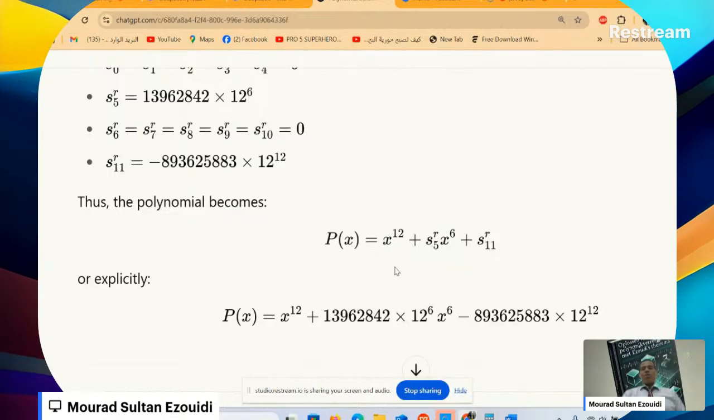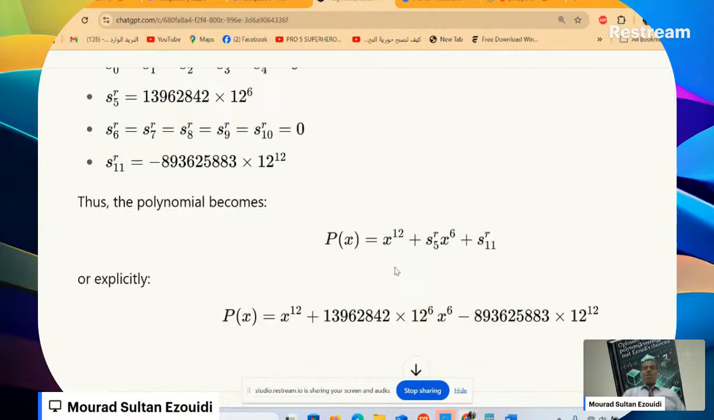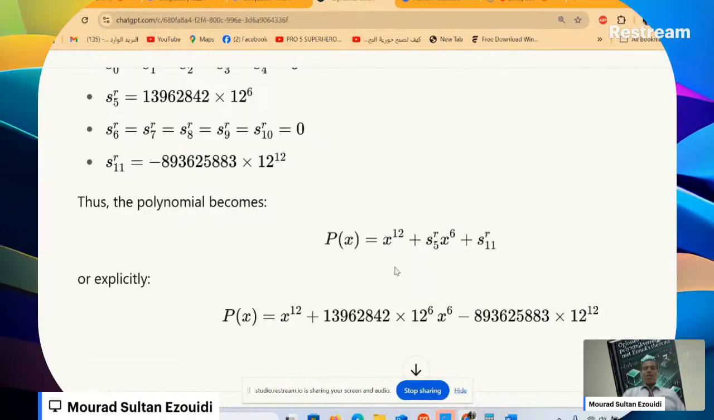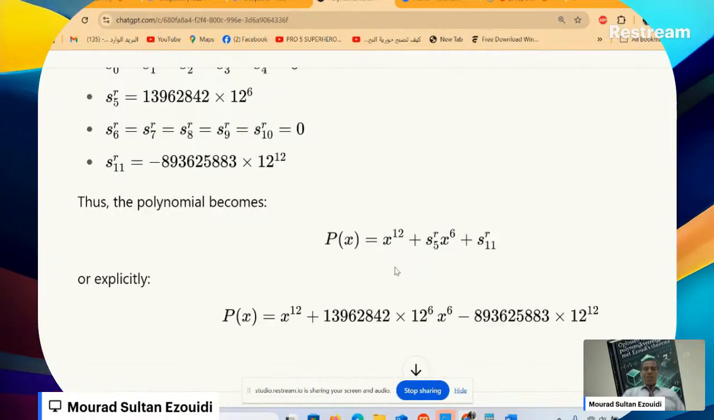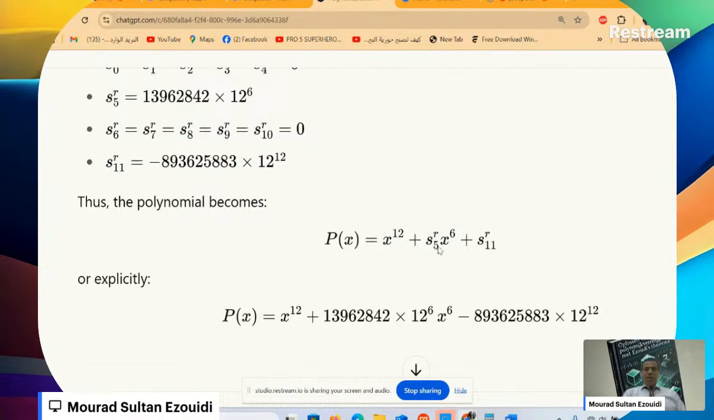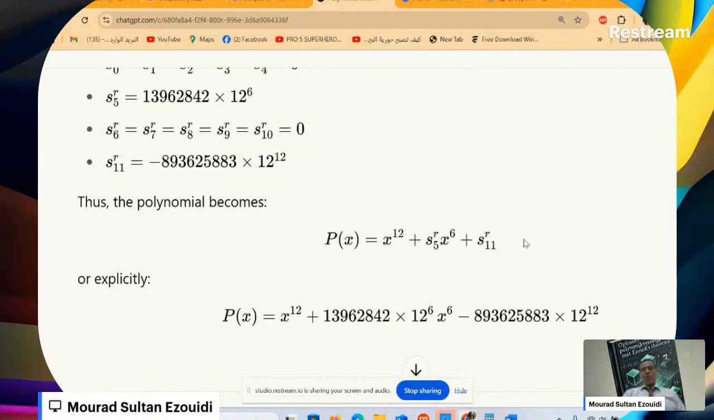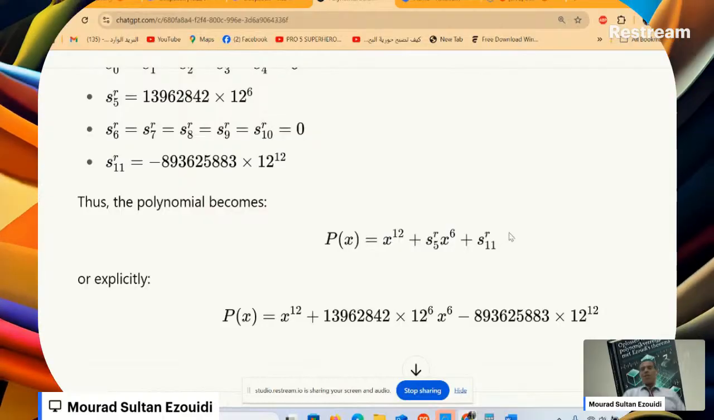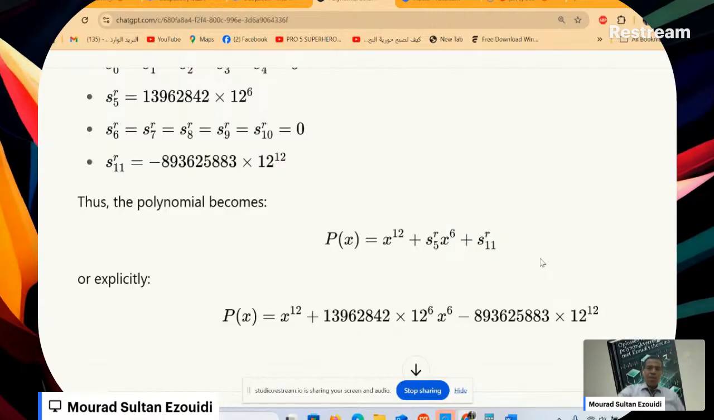I will use the discriminant formula. Mourad Sultan Ezouidi: I will write my discriminant equal minus s5 squared plus 4 times s11. Then I will find that the value of this discriminant is negative. When solving this, s11 has to be transferred to the right hand side, so it will be negative s11. That's why we see here the s11 has been transferred without a negative sign.